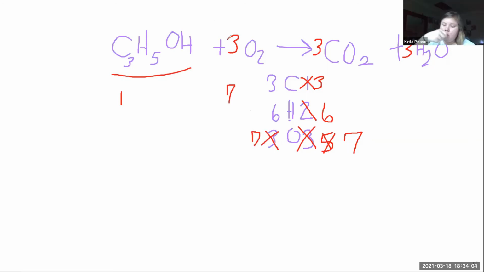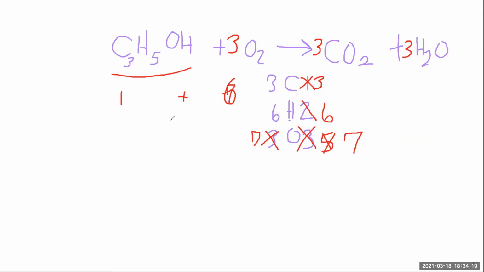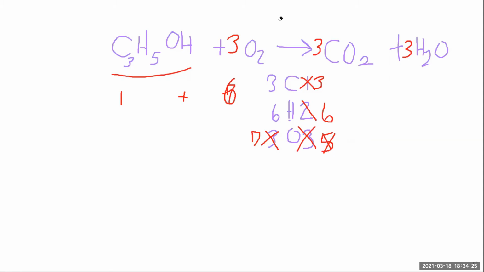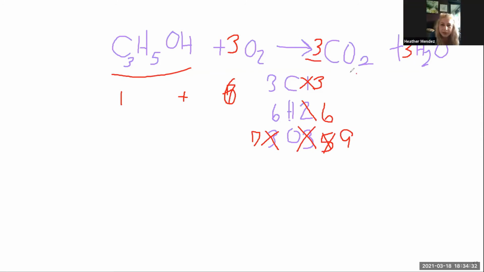Because that's 3 times 2, that would be 6. And then we have the 1 over here, so that's a total of 7. Does that make sense? But isn't there 9 oxygens on the product side? Yes, 3 times 2 is 6, sorry. She's right, there's 6 more. So we have 9 over here, right? Because there's 3 here, 6.